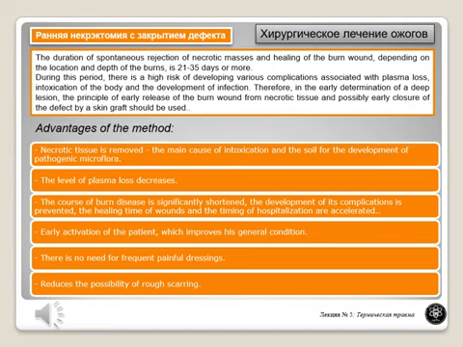The advantage of this method is the removal of necrotic tissue, which is the main cause of intoxication as a result of absorption, as well as the soil for the development of pathogenic microflora. All this makes it possible to reduce the level of plasma loss, significantly shortens the course of burn disease, prevents the development of infectious complications, accelerates the healing period, and shortens the period of hospitalization. Early activation of the patient improves his general condition, and the rapid return of a person to being a social unit of our society. There is no need for frequent painful dressings, and the possibility of the development of rough scars, which subsequently disable the patient, decreases.